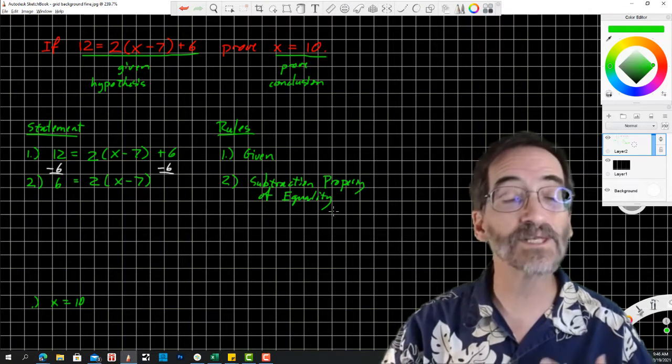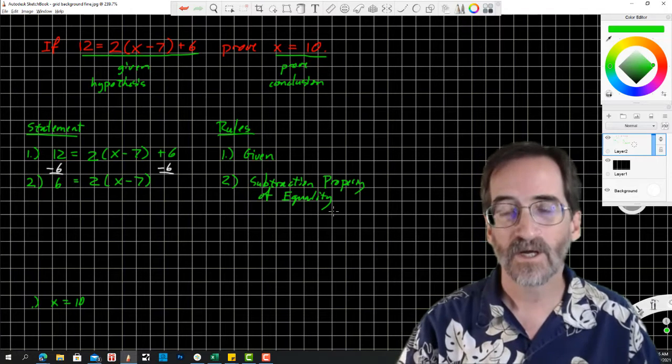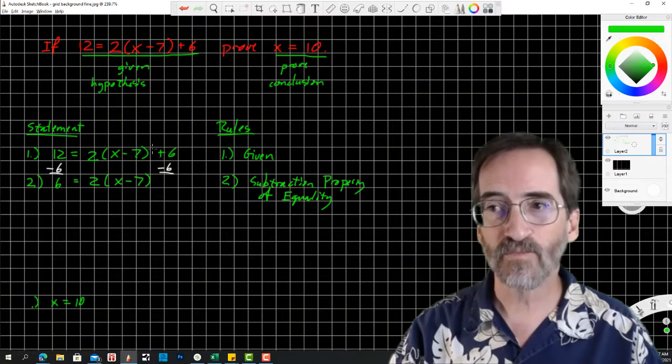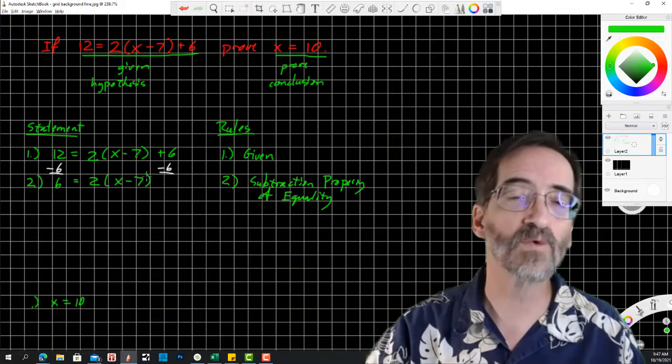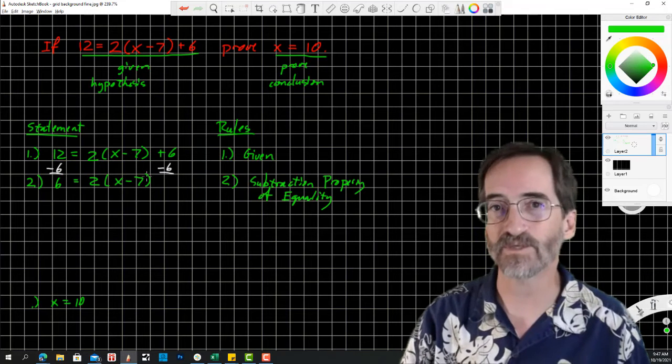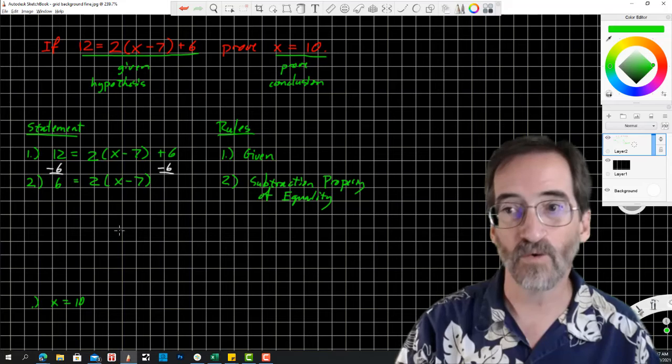Note this is not the addition property of equality. That's the most common wrong answer here. We're not calling it the addition property because there was a plus 6. We're calling it the subtraction property because we actually subtracted 6 from both sides. And the rule that allows me to do that is the subtraction property of equality.